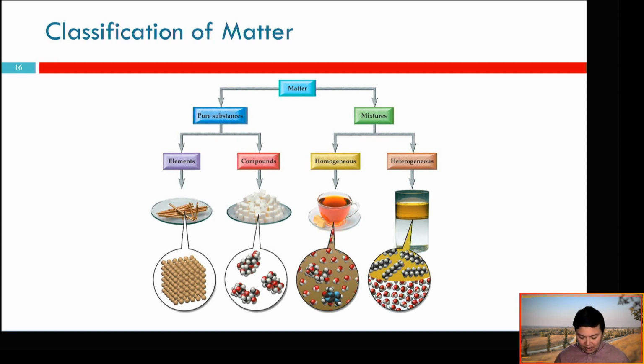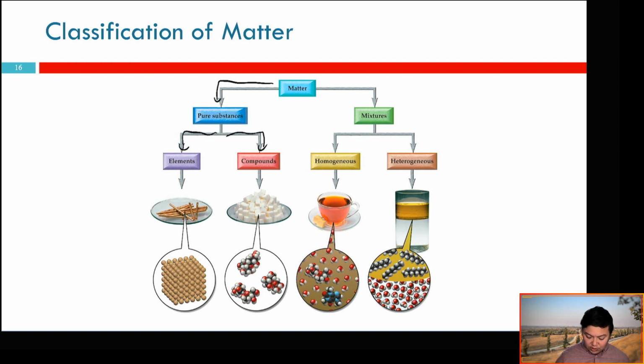So you can see we break matter down into our pure substances. These are the things that are only either one type of element, or one type of atom, or one type of molecule. And so we break those down even further. If we have only one type of element, so one type of atom, then we go into elements. If we have one type of molecule, those are compounds.